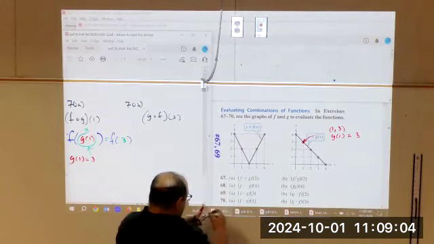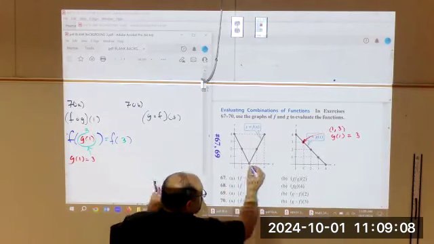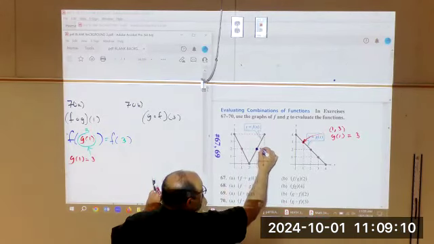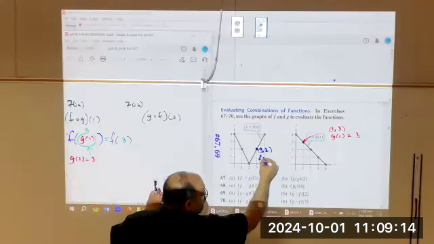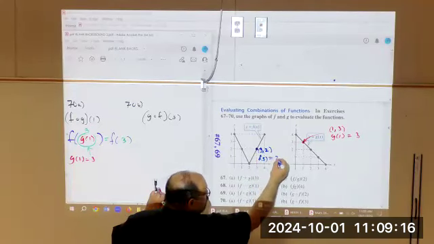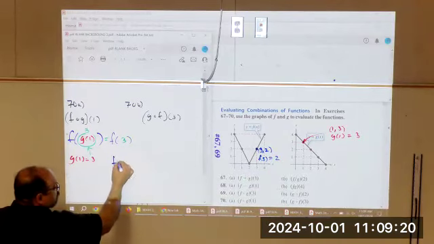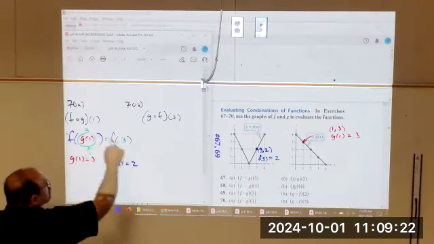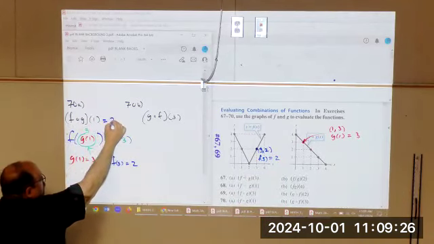When we plug in 3, we get right there at 3, 2 in the picture. When we put 3 into the F function, the Y value is a 2. F of 3 equals 2. So F circle G of 1 is 2.